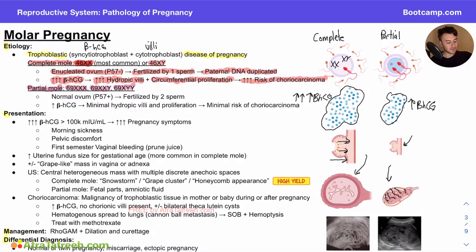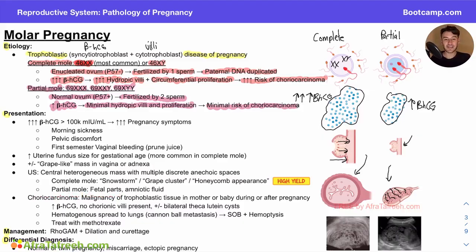So let's go ahead and go over some of our details. In our partial mole, we're going to have a normal nucleated ovum, which is going to be P57 positive, fertilized by 2 sperm, leading to our 3 different genotypes. We're going to have increased levels of beta HCG, but they're not going to be as increased as in a complete mole. And then we're going to have minimal hydropic villi and proliferation, and we're going to have a minimal risk of choriocarcinoma. I want you guys to hold on to that fact. We're going to talk about choriocarcinoma a little bit more towards the end.